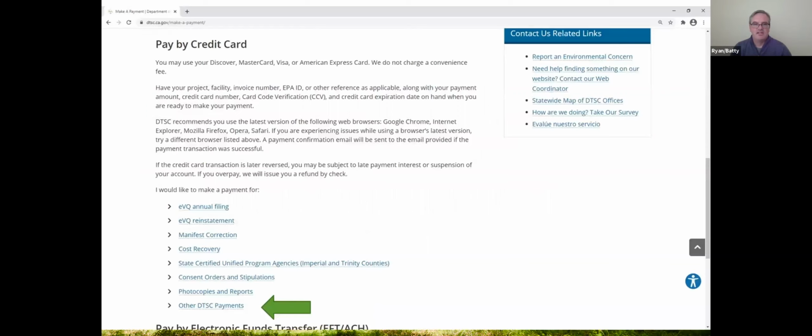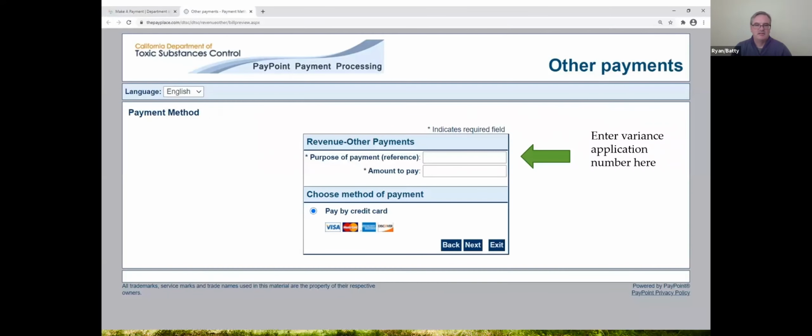Okay, so this slide is just showing you what to expect when you go to the department's website to make a payment. If you're paying by credit card, the green arrow is indicating there's a link for other DTSC payments. So that's what you would click on. Next slide, please. And then it'll take you to this screen, and the green arrow is the box where you would put in your unique variance application number, so the TWW number, and then obviously the payment amount reflected in the email. Next slide, please.